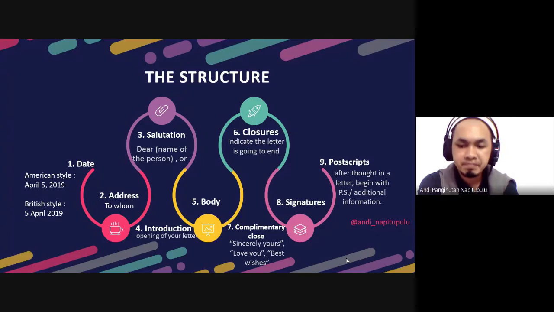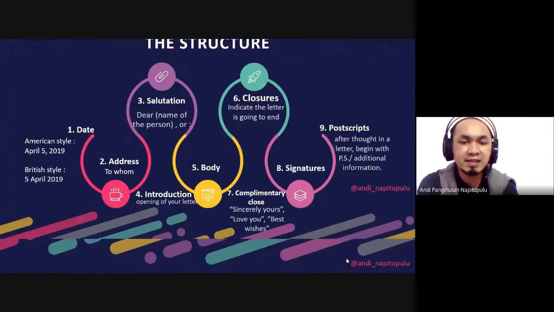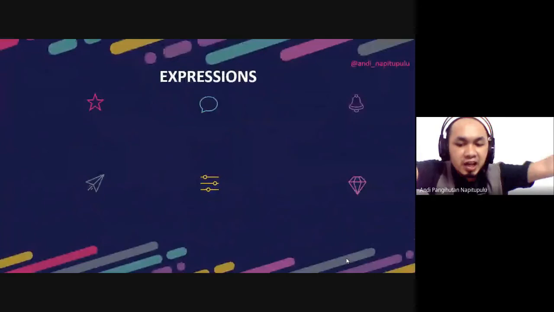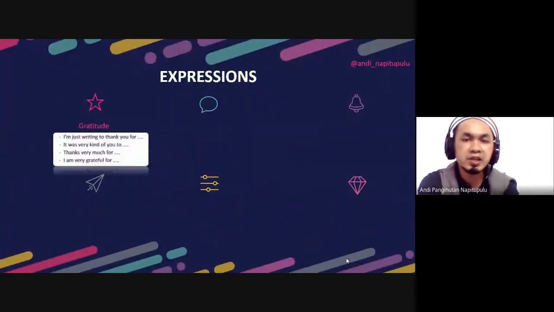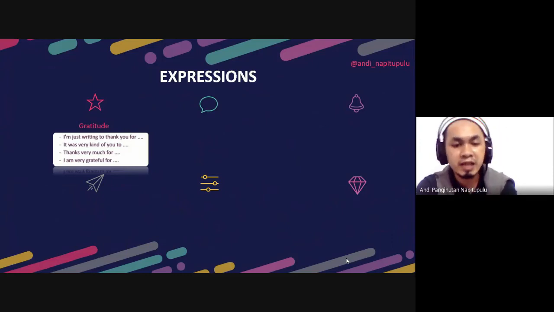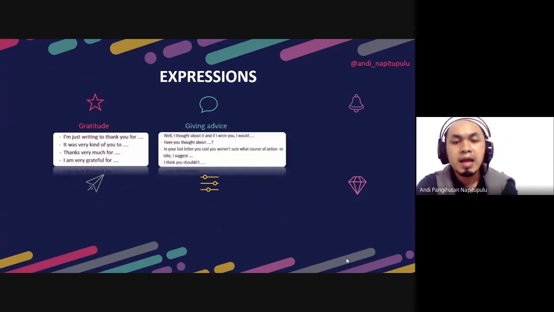All right. Now let's take a look at the expressions. If you want to express gratitude, you can take a look at examples like this: "I'm just writing to thank you for..." "I'm very grateful." "Thanks very much for..." And for giving advice, you can use expressions like, "Well, I thought about it, and if I were you, I would..." "Okay, I think you shouldn't."